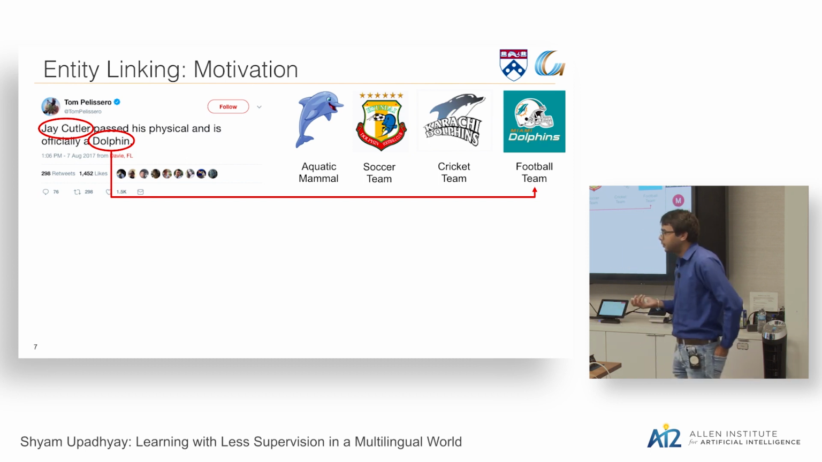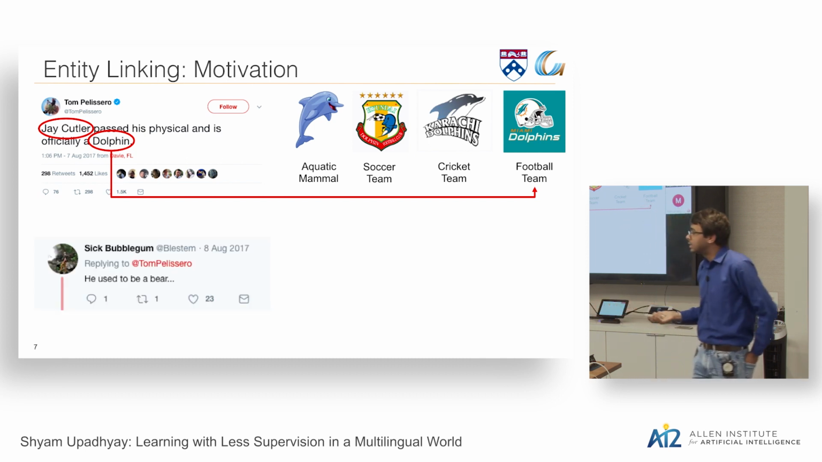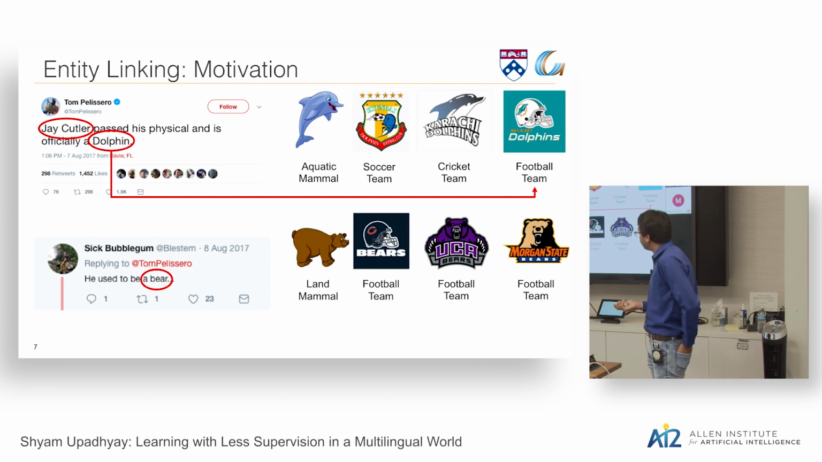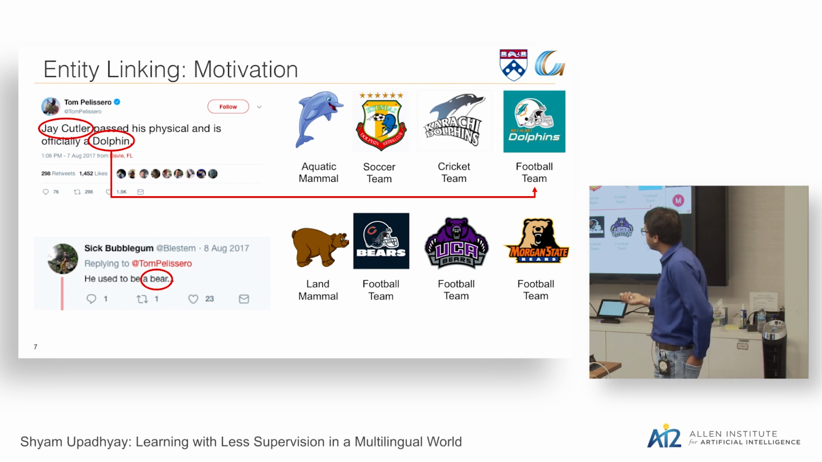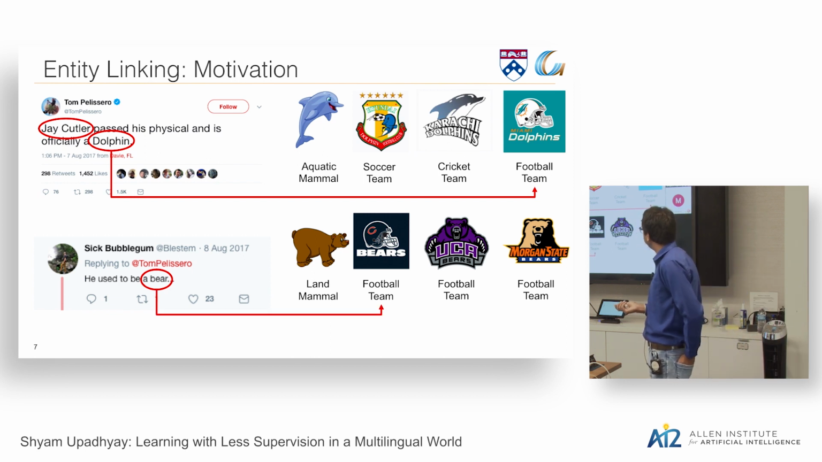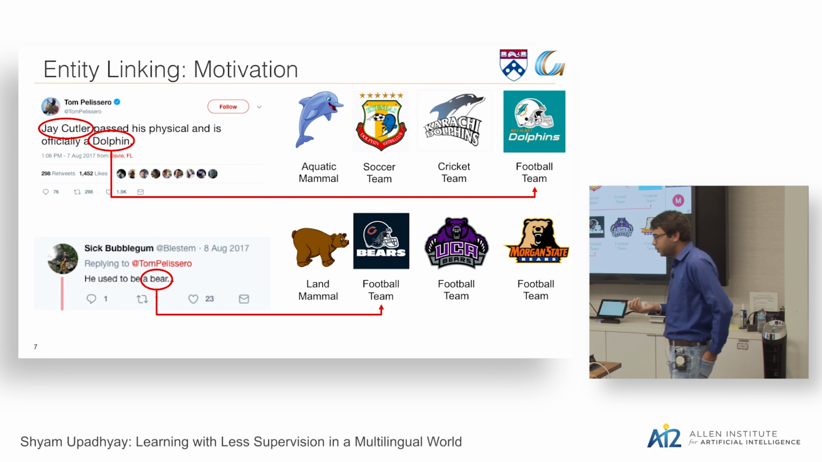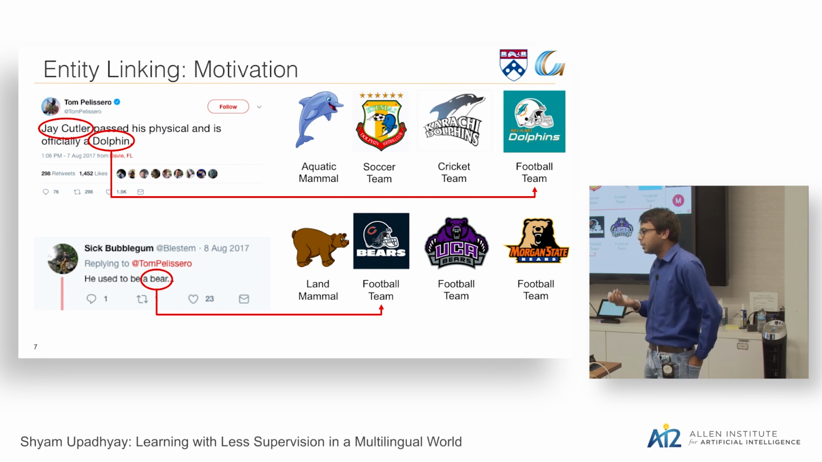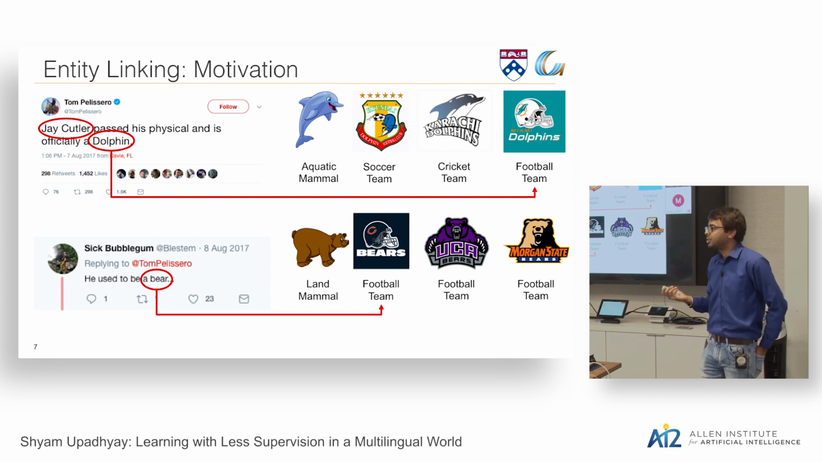And this task of grounding spans of text to an entity in a knowledge base is entity linking. And grounding early in the conversation also helps you later on. So suppose someone replied with a tweet saying he used to be a bear. Again, bear is ambiguous, but the fact that we grounded Jay Cutler and dolphin earlier helps us to realize that bear here refers to the Chicago Bears football team and not the mammal again. So entity linking helps you to augment your text with some background knowledge so that you can perform downstream NLP tasks which require reasoning, such as relation extraction or question answering.